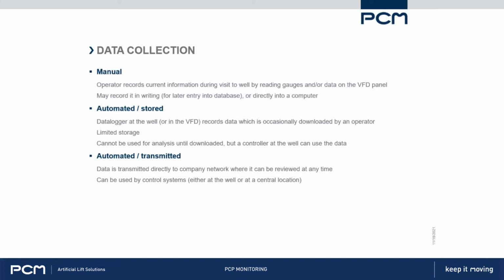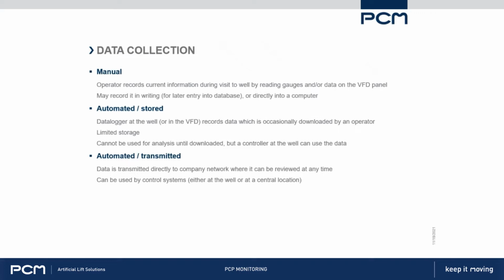Data collection can be manual, automated and stored, or automated and transmitted. So manual is somebody writes down the number off of a gauge or off the VFD panel and types it into the computer at some point later. Or maybe types it into a computer directly, but it'll get uploaded into the network later.